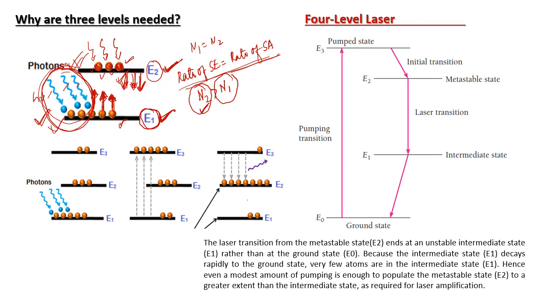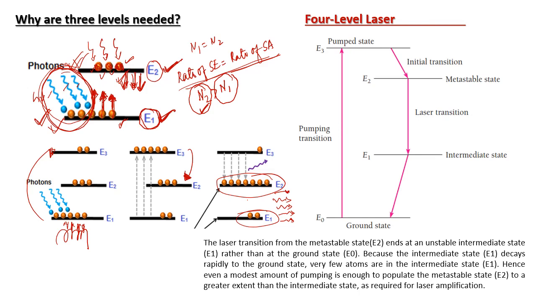You have seen that the more energy we apply to the system, more atoms go from the ground state to the excited state, and from there they come to the metastable state, and the moment we achieve the population inversion, with more atoms in the metastable state than in the ground state, we get a lasing action. Fine.